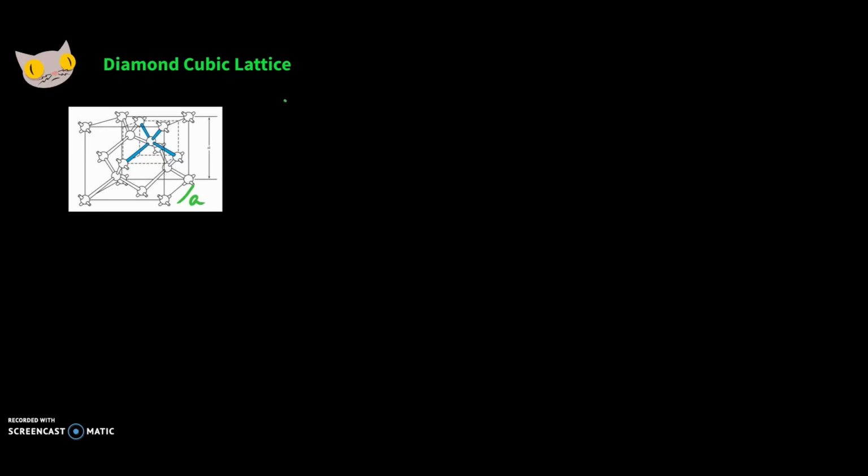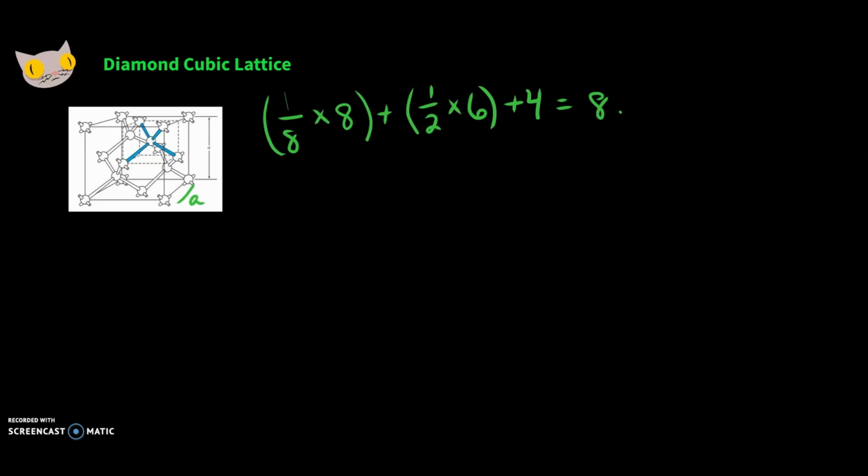So here in the structure we have the 1/8 atoms at each of the 8 corners. We have the half atoms at each of the 6 sides. And we also have 4 whole atoms that are just floating around in there. So if we add all that up, we find that there are 8 atoms total in this structure.